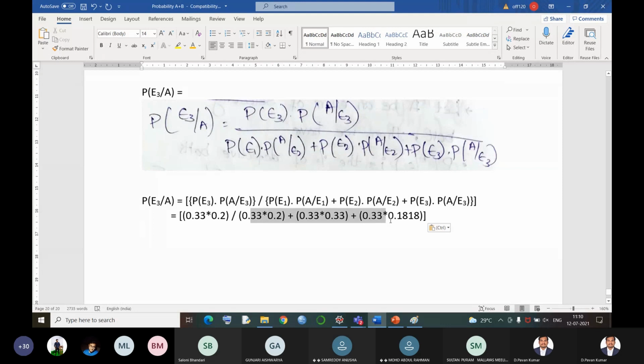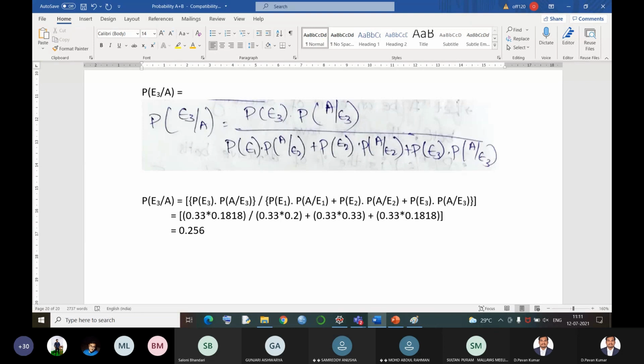And similarly, finally, what is the probability of getting it from bag 3? Again the denominator stays constant and only the numerator value changes. So it is 0.18, and the answer for this problem is 0.256. That means the probability of getting one white and one red ball from bag 3 is 25.6% only.